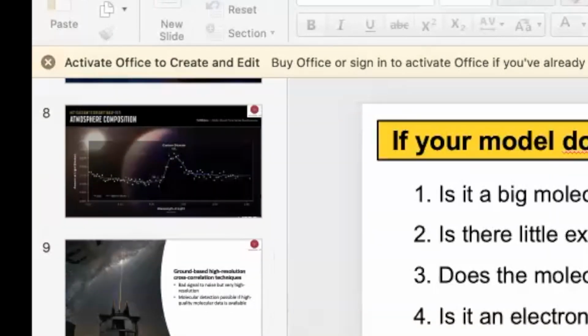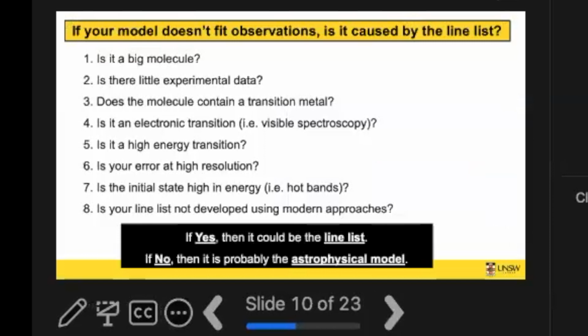So I wanted to show you this slide. If you've got an observation, the situation is they're going, we can't find this molecule, what's going on? What I would say is there's this big list of things that it could be. I'm going to go through most of these as we go. If the answer to any of these questions is yes, it might be the line list. If the answer is no, then it's probably the astronomy. You're not understanding the chemistry. Something's gone wrong on the astronomy side rather than the molecular data side.